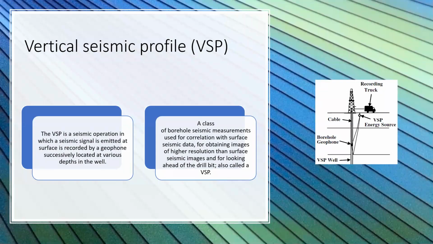Vertical seismic profile or VSP. We can define it as a seismic operation in which a seismic signal is emitted at the surface and is recorded by a geophone successively located at various depths in the wellbore. See the figure here. In a typical configuration of VSP, also known as the standard configuration, the source remains at the vertical position to the geophone regardless of the depth of the geophone.